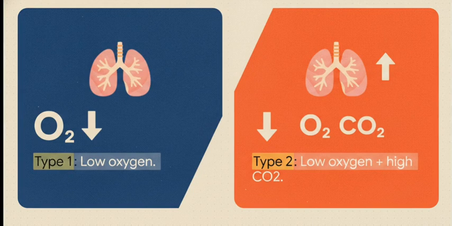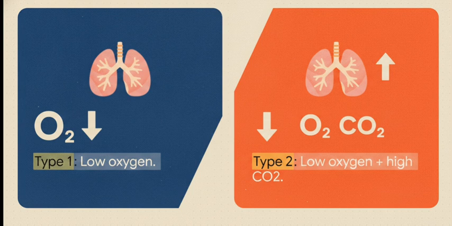To get started, we have to establish the core dichotomy of how lungs actually fail. Respiratory failure fundamentally splits into two very distinct clinical paths. On the left, we've got type 1. This is characterized purely by hypoxemia, meaning just low oxygen. Now, on the right, we have type 2. This one is compounded. It's low oxygen combined with hypercapnia, which is retained CO2.